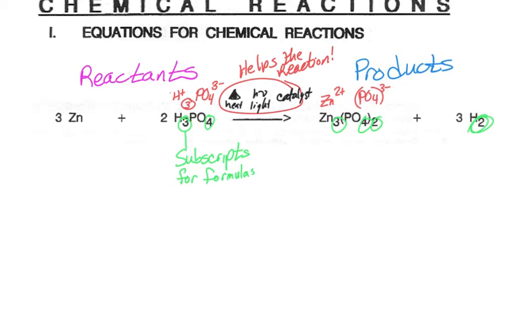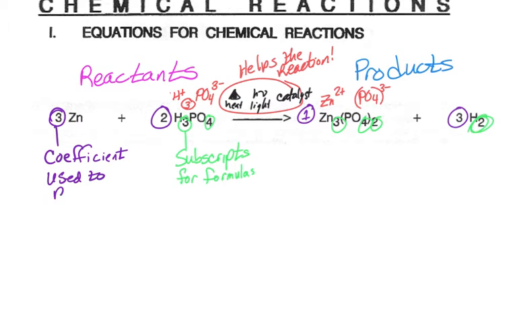So then what are those other numbers? The numbers in front of those. The number that is placed in front of an element or compound in an equation is called a coefficient. You'll need to know that term. So here we see a 3 in front of the zinc, and the purpose of that 3 is to make sure that the number of zinc atoms we have on the left-hand side of the equation, on the reactant side, is equal to the number of zincs that we have on the product side.